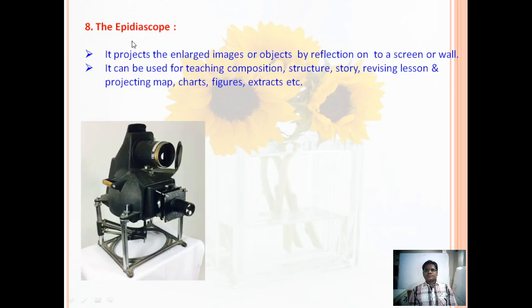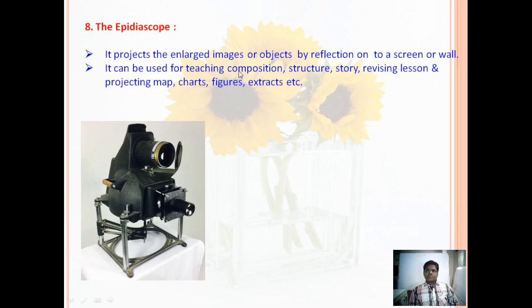The eighth one is the episcope. This is an instrument, and it is one of the oldest. What is the working nature of this episcope? It projects large images or objects by reflection on a screen or the wall. Here is a glass where a particular picture is kept and can be shown directly on the wall, and you may use such an episcope in the teaching of composition.